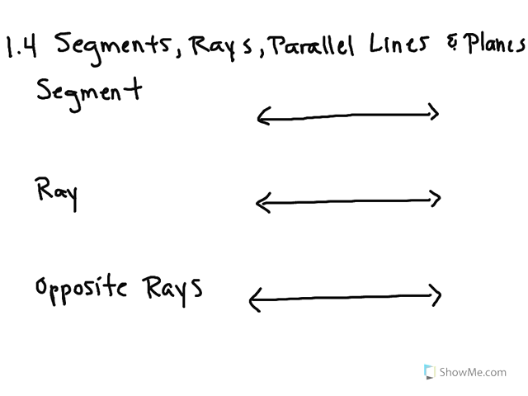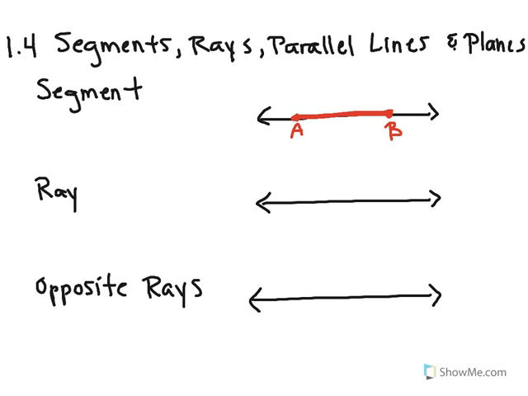So a segment is simply just a part of a line, and it's a part of a line that has two endpoints. So on this line here, I'm going to go ahead and name this point A and this point B, and I'm going to highlight the part in between them. This right here is my segment. Notice it has two endpoints and it lies on that line.